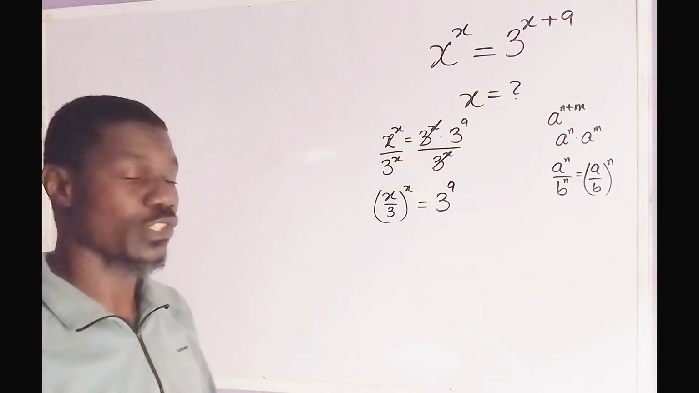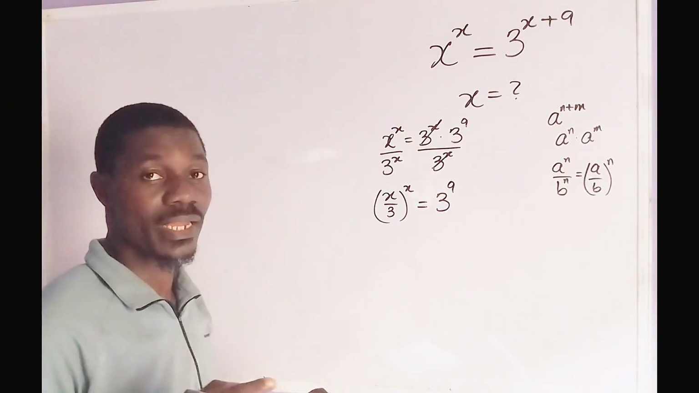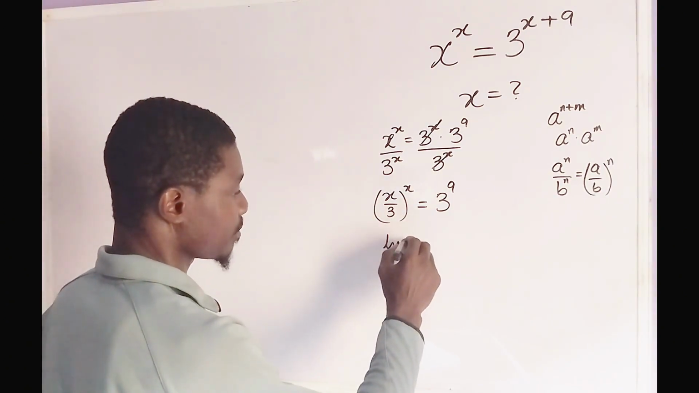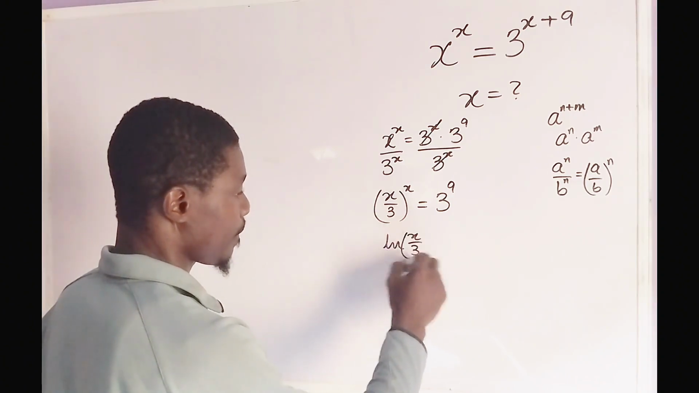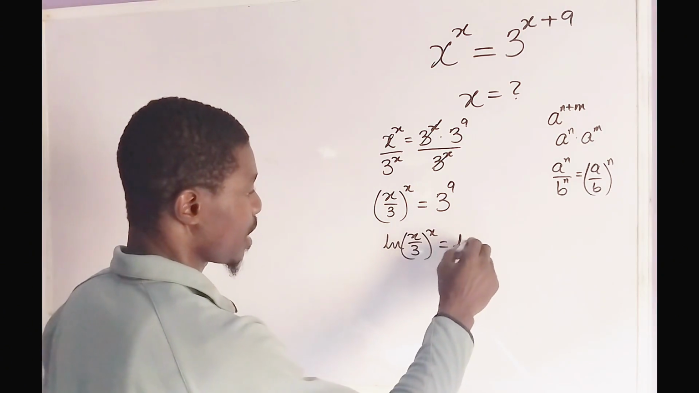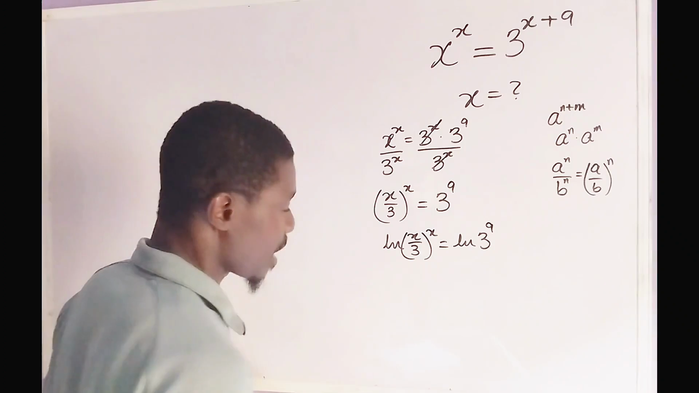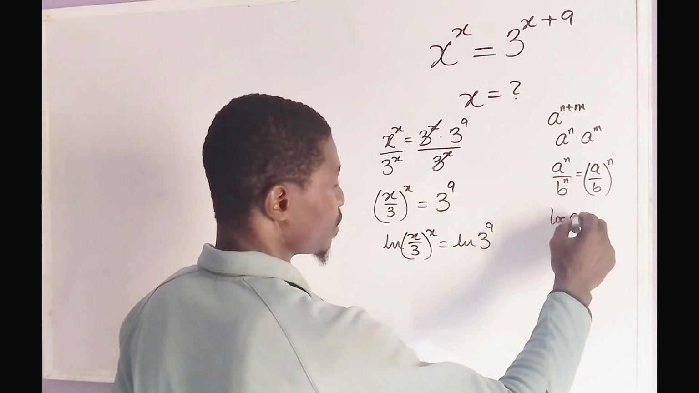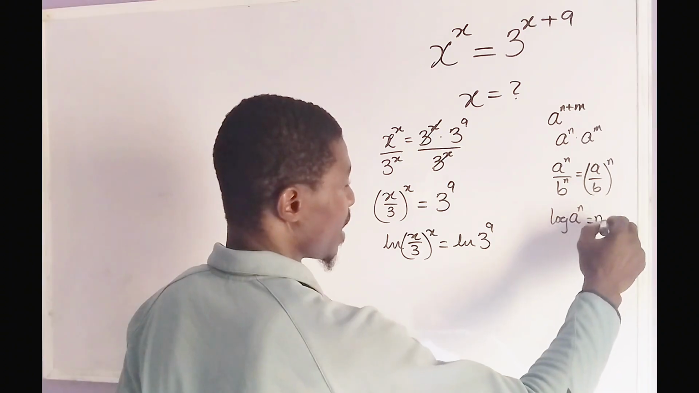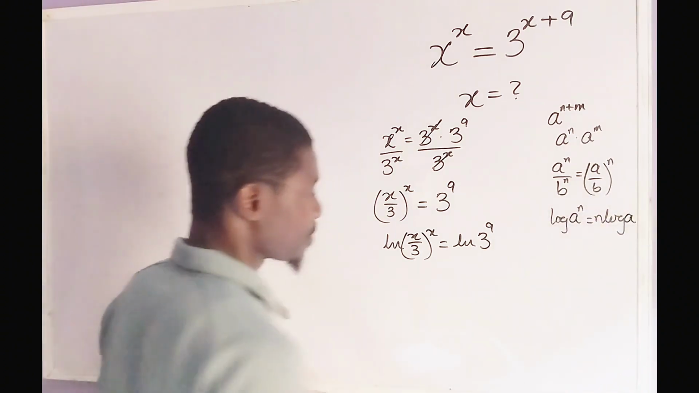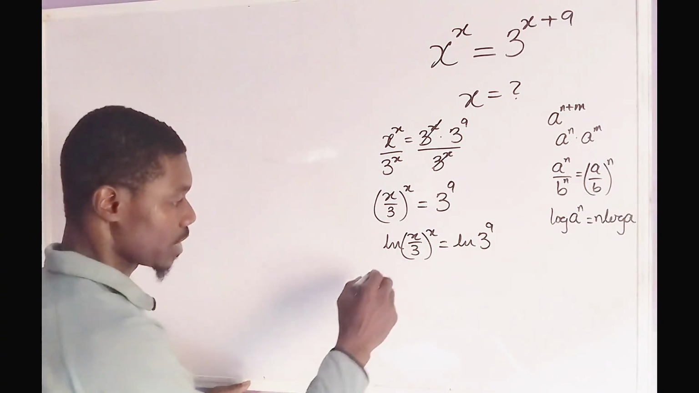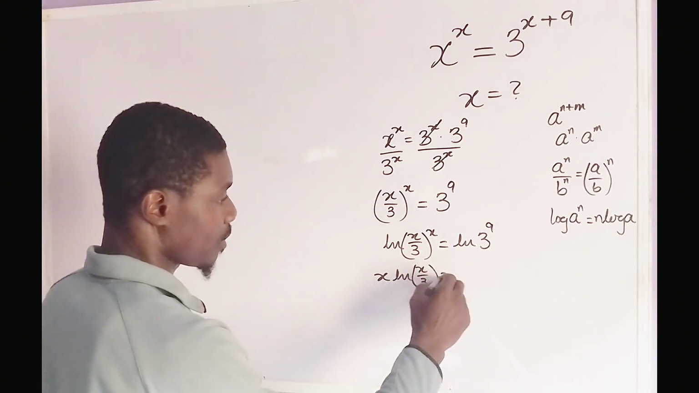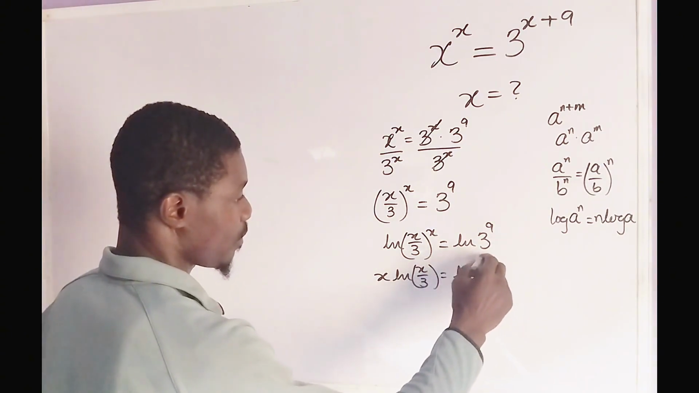I want to use the Lambert W function. Now let us apply the ln, that's the natural logarithm, to both sides of the equation. So here we have ln of x all over 3 all raised to the power of x equals ln of 3 raised to the power of 9. And according to the law of logarithm, if you have log a raised to the power of n, it is the same thing as saying n log a. Applying that rule here, we're going to have x ln x all over 3 then equals ln of 3 raised to the power of 9.